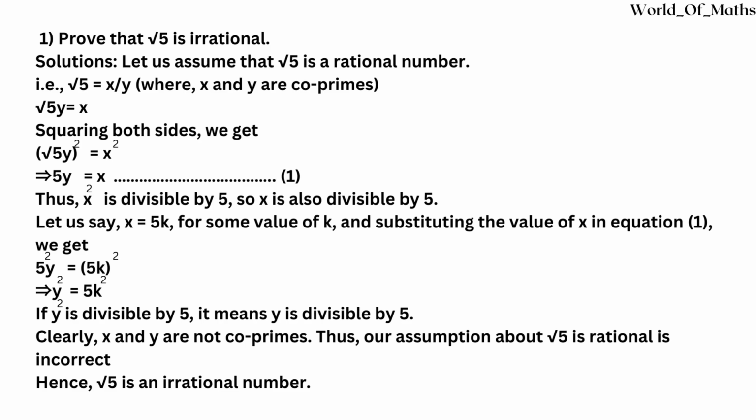Here again, if y squared is divisible by 5, it means y is divisible by 5 also, which says that x and y are not coprimes because they have 5 as their common factor. Thus, our initial assumption that square root of 5 is rational is incorrect. This is a contradiction to our initial assumption. Hence, square root of 5 is an irrational number.